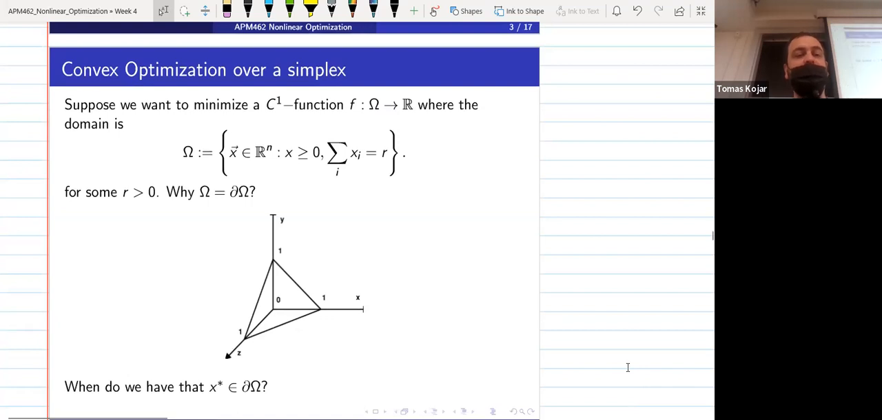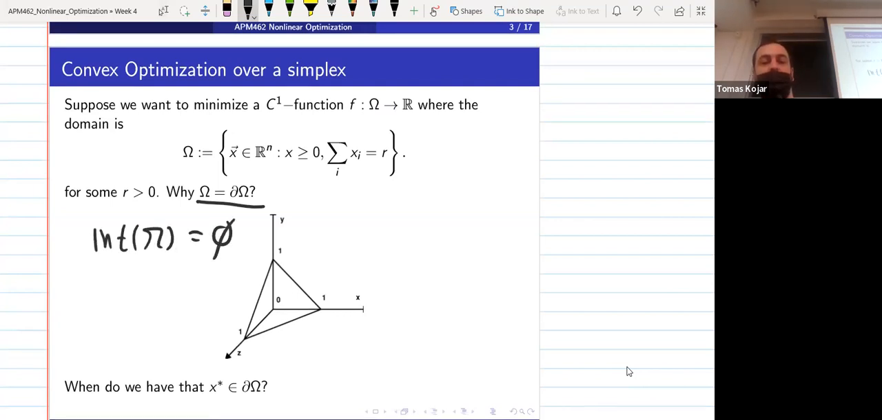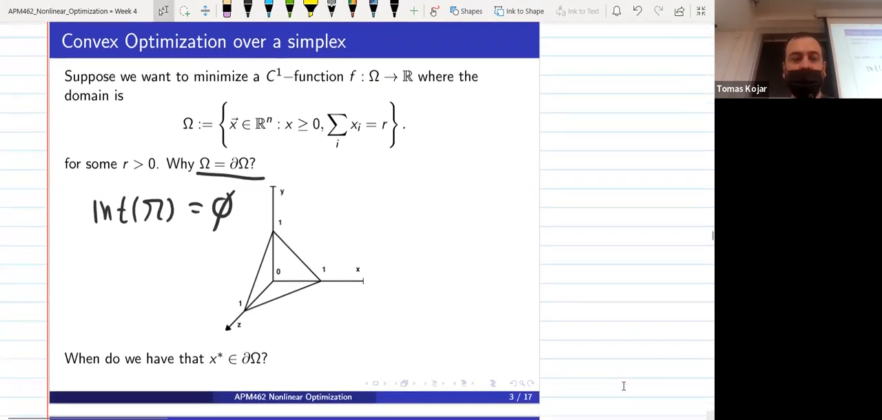Yeah, it contains its boundary, but what I'm saying is it is its boundary. There's no interior. So the interior of omega is empty. Is that okay, Daniel? Yeah, good.